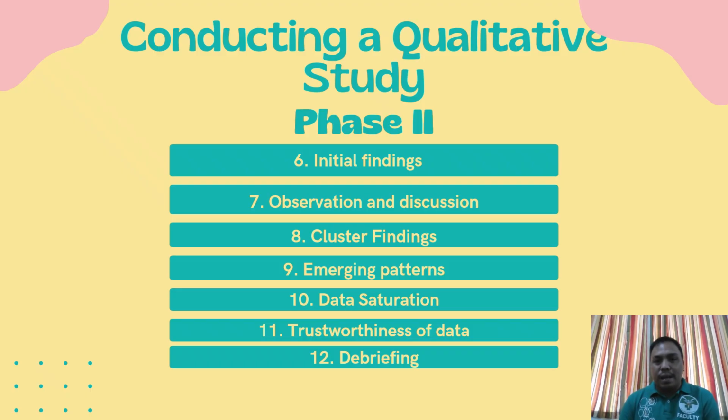As the study progresses, data saturation is reached, the point where no new information or themes emerge despite continued data collection. To ensure the trustworthiness of the data, the researchers employ strategies such as member checking, triangulation, and maintaining an audit trail. Finally, debriefing is conducted to reflect on the processes, validate the interpretations, and ensure that the findings accurately represent participants' experiences. This phase ensures that the qualitative data are credible, rich, and meaningful.